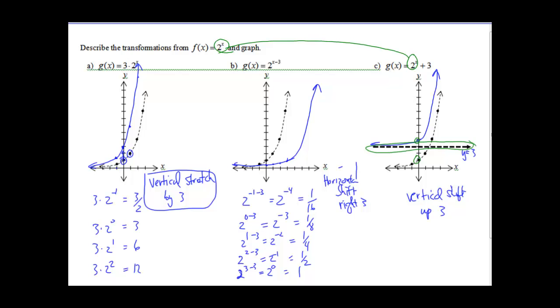So if we were to take g, 2 to the x plus 3, and solve 2 to the x equals 0, there is nothing that we can plug in for x to make it equal to 0. So therefore, that's our limit line, and everything else is above 3 now.